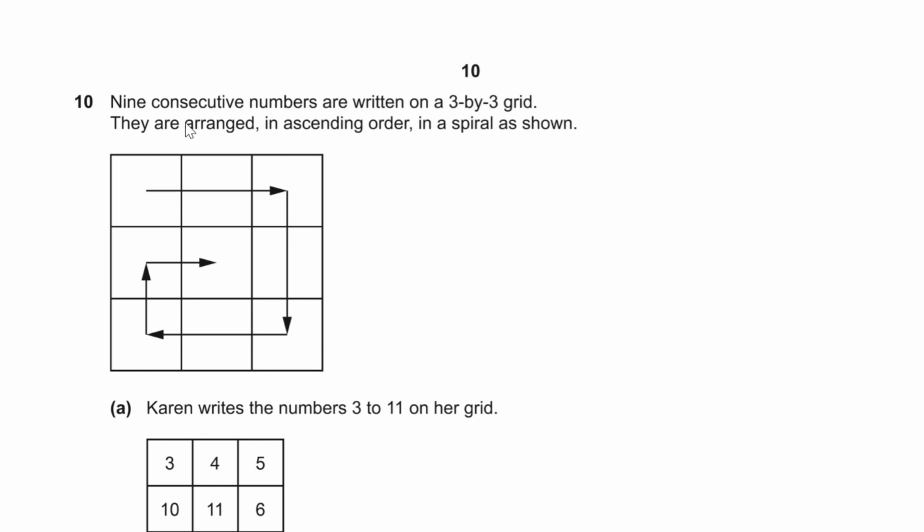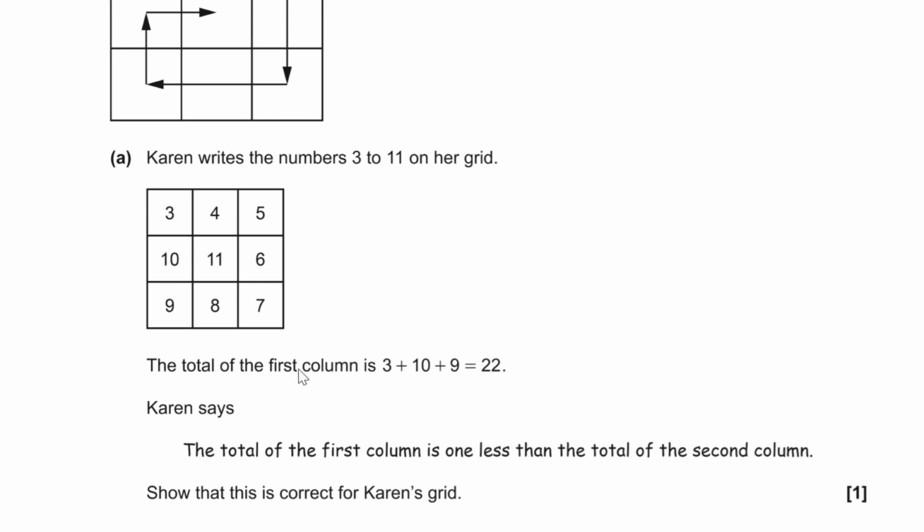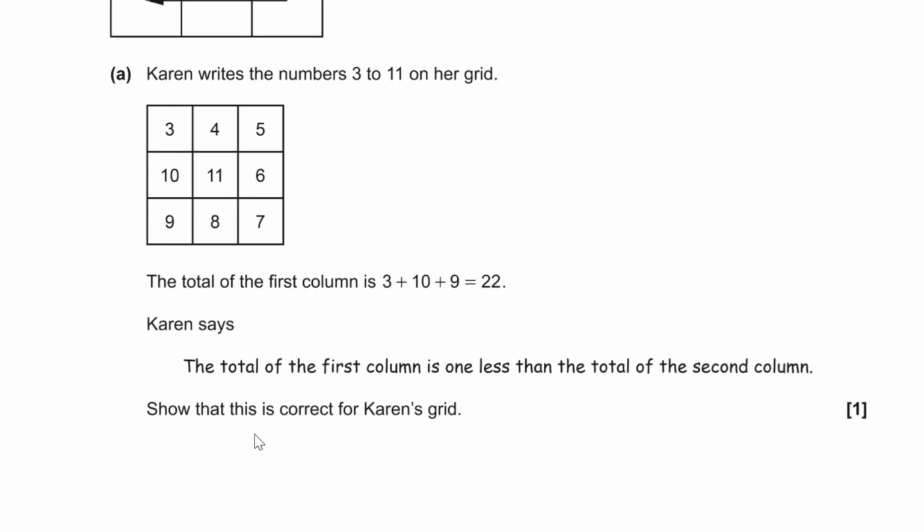Question number 10. 9 consecutive numbers are written on a 3x3 grid. They are arranged in ascending order in a spiral as shown, and Karen writes the numbers 3 to 11 on her grid. The total of the first column is 3 plus 10 plus 9, which was 22. And then Karen says the total of the first column is 1 less than the total of the second column. We have to show that this is correct for Karen's grid.